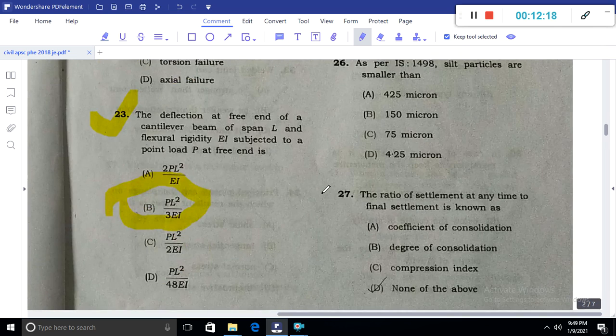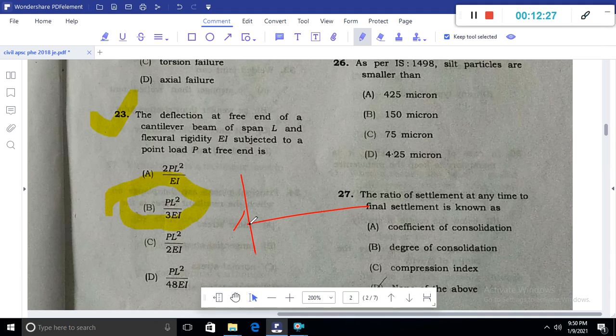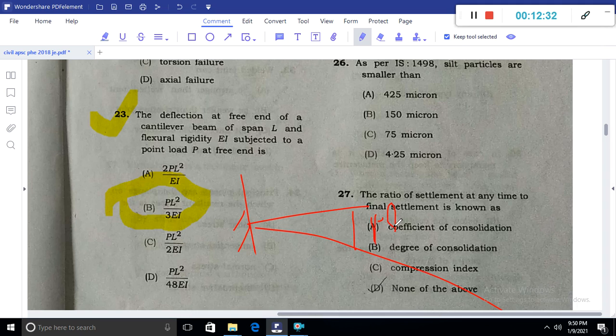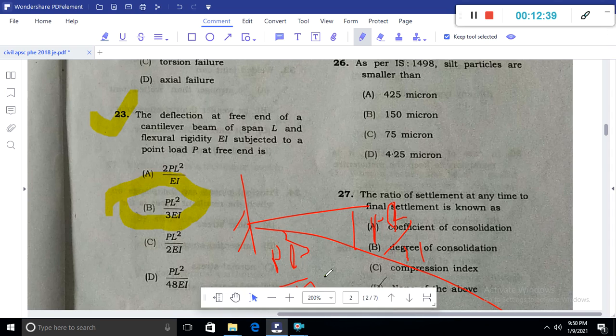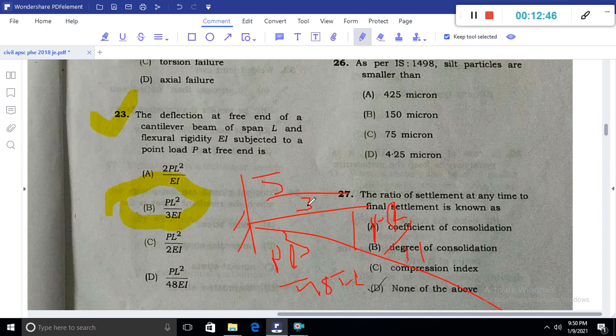The deflection at the free end of a cantilever beam of span L and flexural rigidity EI is subjected to point load P. If a point load is applied on a cantilever beam, its deflection is always PL cube by 3EI for a cantilever. For a simply supported beam it is PL cube by 48EI. Or for UDL the maximum deflection is 5 by 384 WL4 by EI.